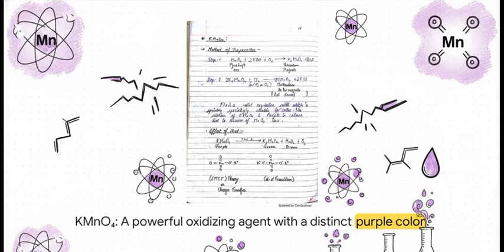A classic example is potassium permanganate. In this compound, that manganese atom is in a +7 oxidation state, which makes it an incredibly powerful oxidizing agent. It's so powerful, in fact, that its ability to just rip apart chemical bonds is exactly why we use it as a disinfectant to purify water.